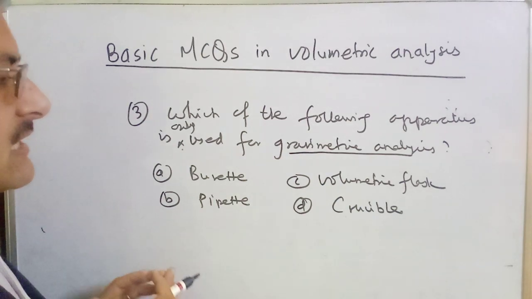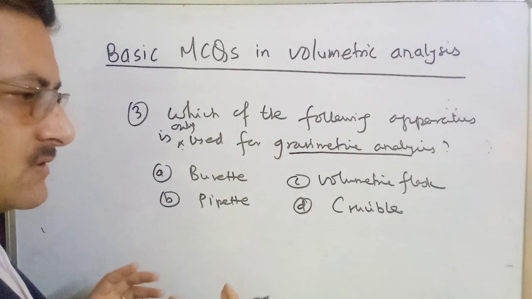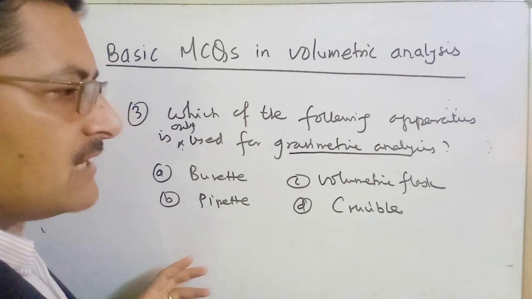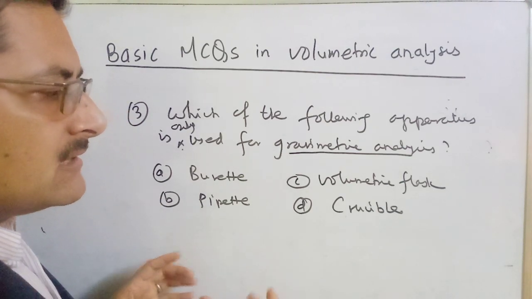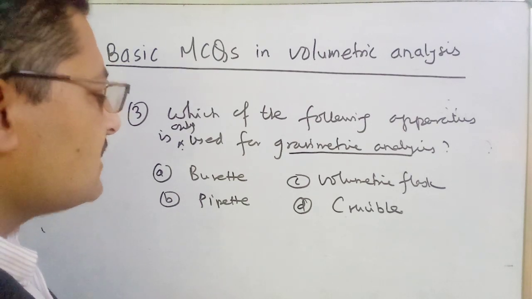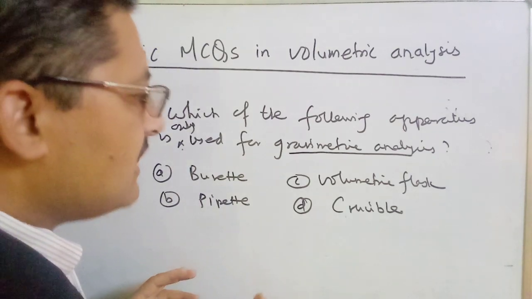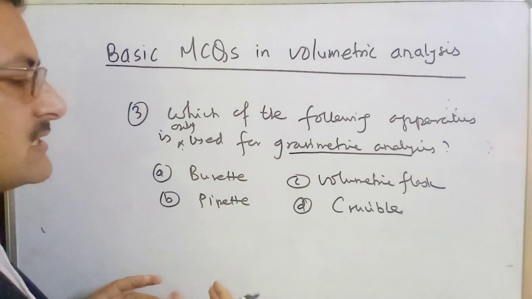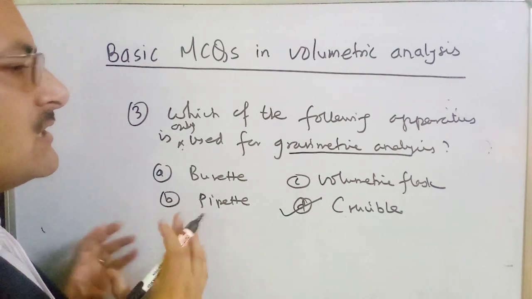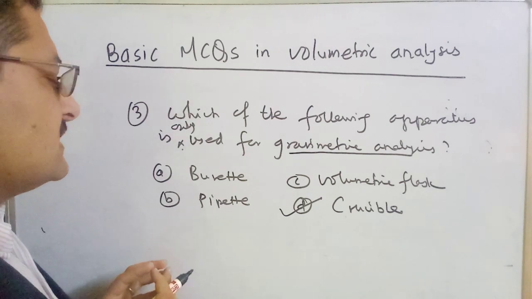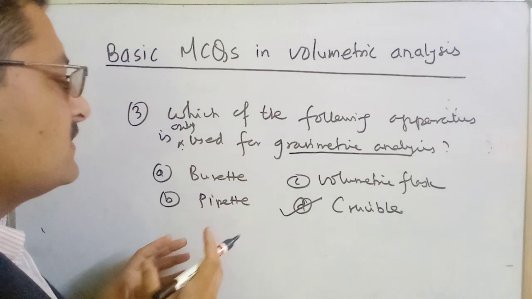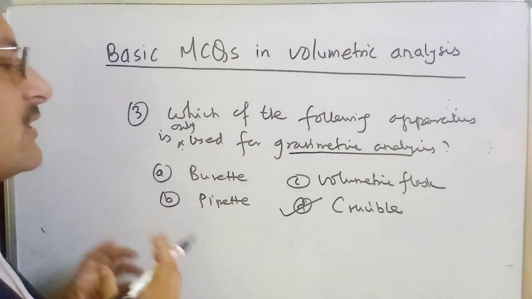In gravimetric analysis we form the precipitate, the precipitate is dried, and the mass of the precipitate is taken. During this process, the important apparatus that we use is the crucible. But if you are doing titration or volumetric analysis, there we use burette, pipette, and volumetric flask, because there we have to measure the volume.